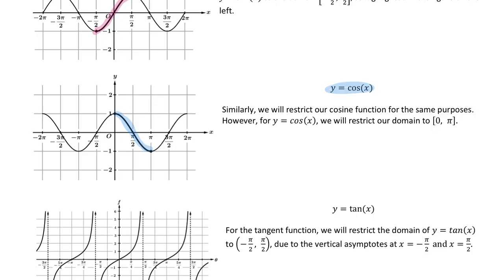So let's review. Fold it like you're looking at inverse sine. Inverse sine, only the first and the fourth quadrant. Inverse cosine, only the first and the second quadrant.